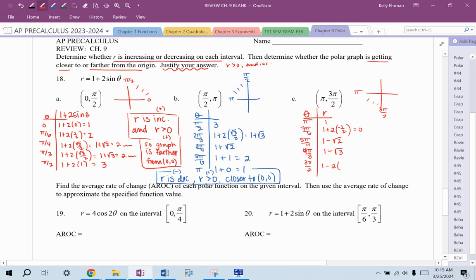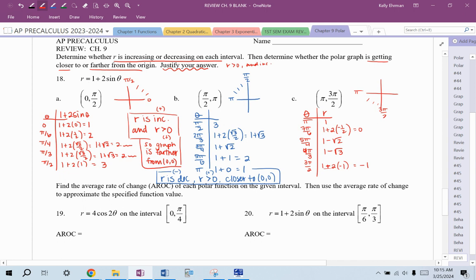1 minus 2 times negative 1. So we're going to get 3. So what is oh, no, wait, sorry. 1 plus. Goodness. 2 times negative 1. I knew something was wrong because we went from negatives to all of a sudden some positive. So let me try this again. 1 plus 2 times the sine of 3 pi over 2 is negative 1. 1 minus 2, negative 1.